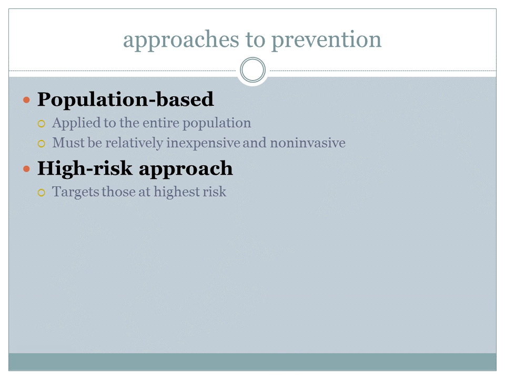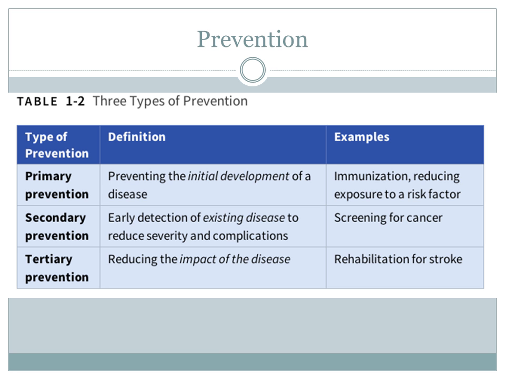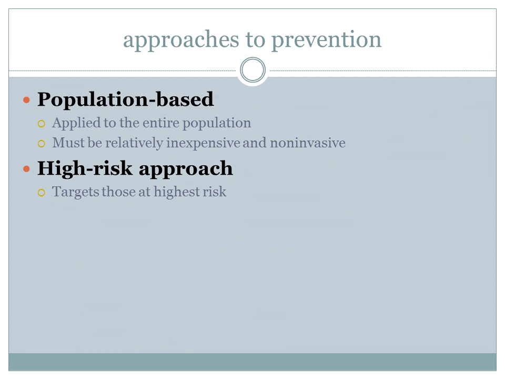So just to quickly review, primary prevention would prevent the initial development of a disease in someone that does not have the disease. Secondary prevention is early detection of existing disease to reduce the severity and complications of the established disease. And tertiary prevention reduces the impact of the disease that's already established. Next slide, please.